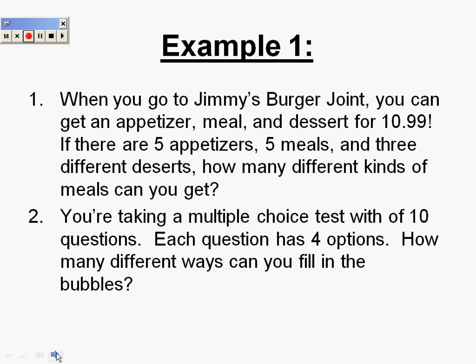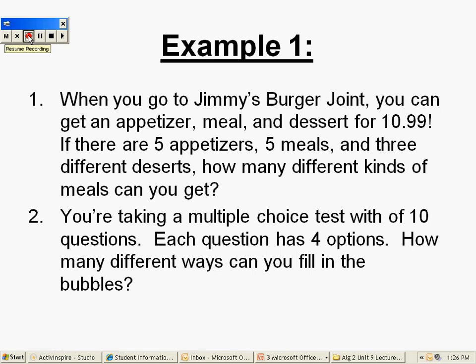All right, so we're just going to go ahead and jump right into some examples. So go ahead and write down number 1, please. When you go to Jimmy's Burger Joint, you can get an appetizer, a meal, and a dessert for $10.99. If there are 5 appetizers, 5 meals, and 3 different desserts, how many different kinds of meals can you get? Some of you guys have got the answer already. 75 is right. Let's see how that is.